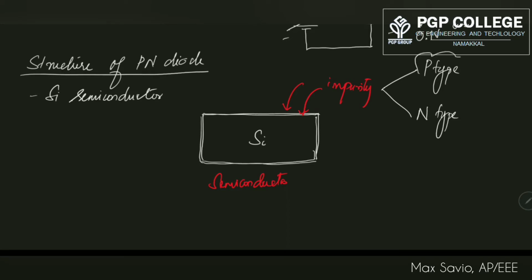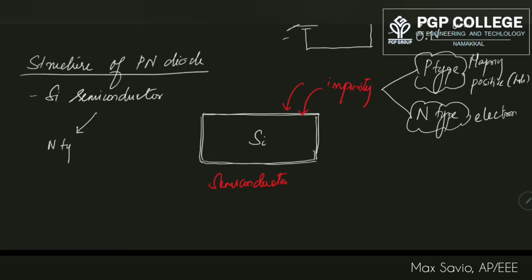So what do the words p-type and n-type mean? In p-type, we add an impurity whose majority carriers are positive charges, called holes. When you add impurities that have more positive charges, it becomes p-type. And when you add an impurity whose majority carriers are electrons, or negative charges, it becomes n-type. So a semiconductor piece can be either n-type or p-type.